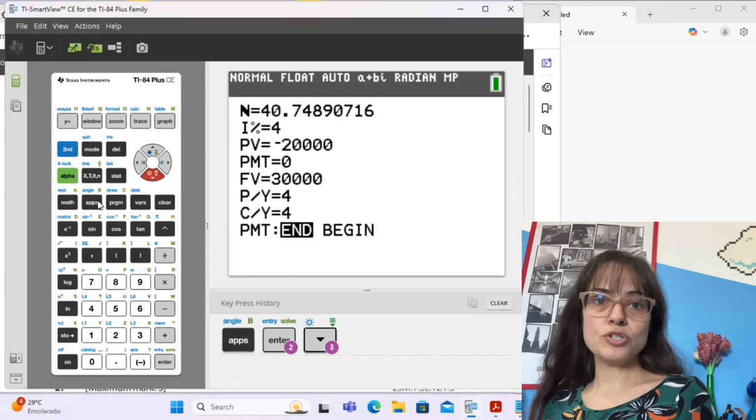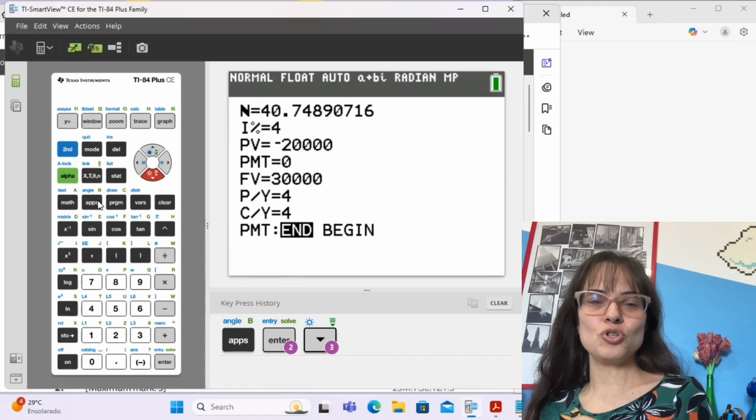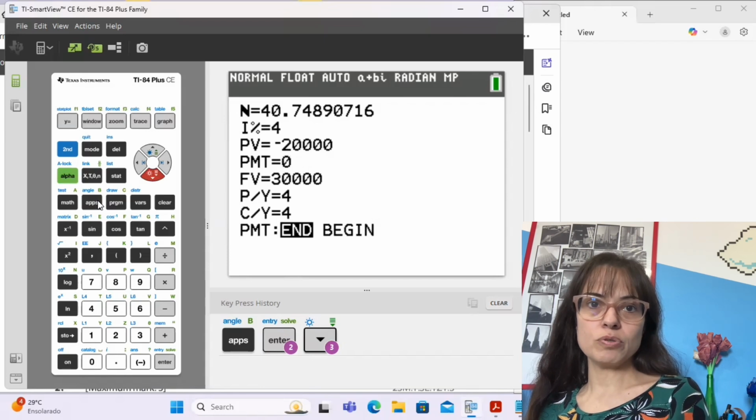If you are an AA student, you've probably seen in this calculator screen that there is an extra line called PMT that you always leave as zero, and maybe you've wondered what that is about. So that's exactly what we're going to talk about today.